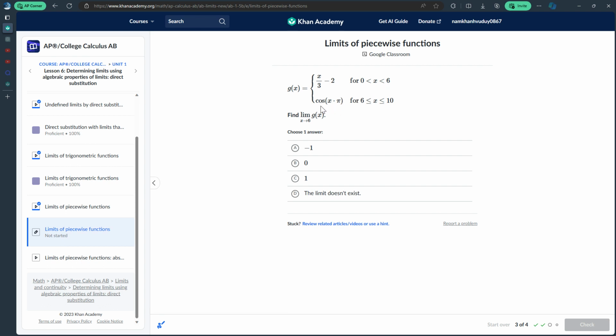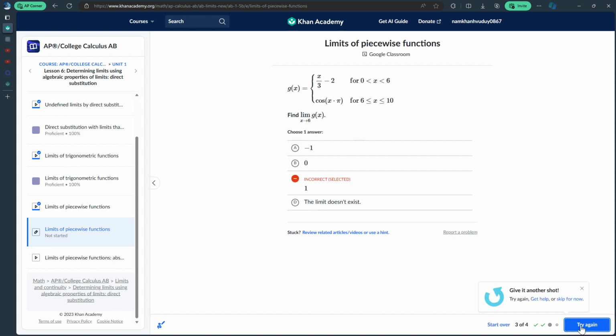So we're going to go for these options. The cosine of 6 pi is equal to 1. Okay, so let's see. The cosine of 6 pi is multiplied with this 1.